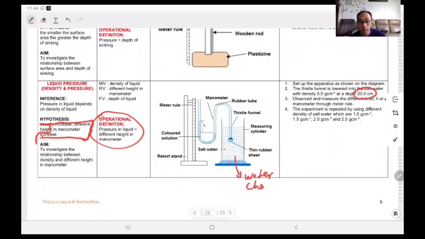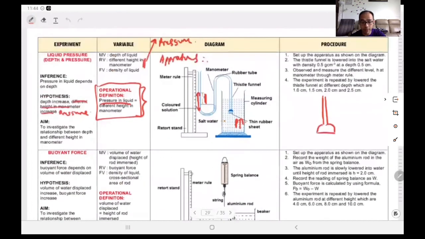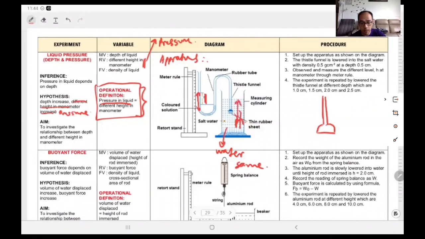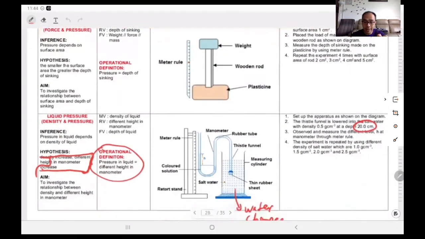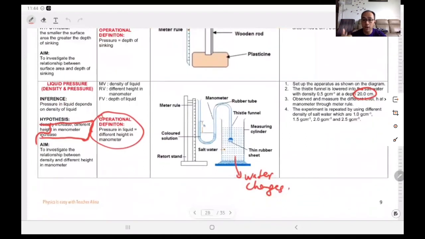In the depth experiment, the water is the same, the same type of water, but the depth changes. You push the thing lower and lower, and take the reading. But in the density experiment, you change the water.